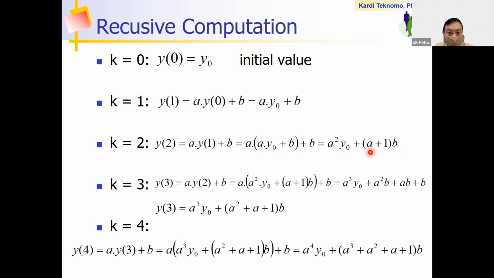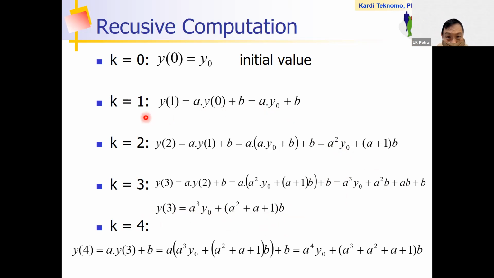Let's go to k equals 3. Again, the same thing. I apply the same formula here, but we already know y2, so I just input this y2 here and then I simplify it, and simplify it again. I simplify this way so that I will have equations with the same pattern. The goal of the algebraic simplification is so that you will see the pattern here.